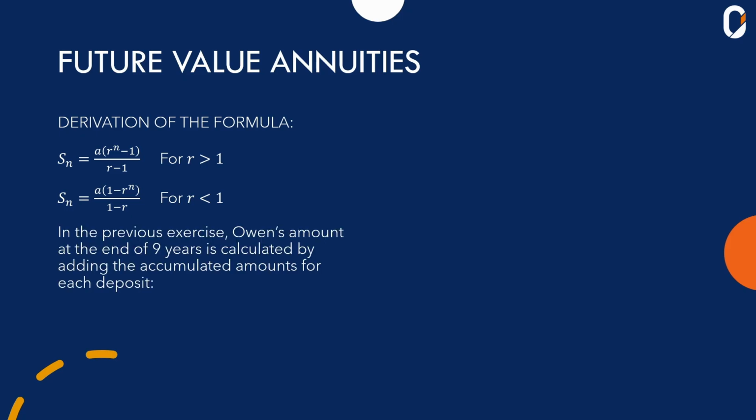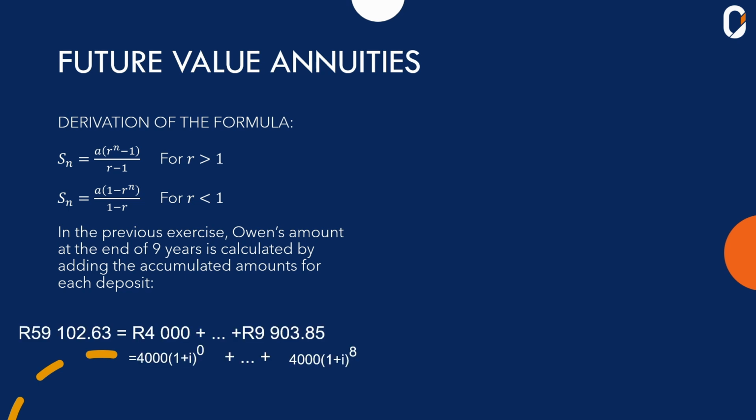In the previous exercise, Owen's amount at the end of 9 years was calculated by adding the accumulated amounts for each deposit, and hence 59,102.63 is equal to 4,000 plus all those amounts in between up to 9,983.05. Now, if we line up those calculations in a row, we'll see that it will be 4,000 times (1 plus i) to the power 0, up until year 8, where it's 4,000 times (1 plus i) to the power of 8. And we notice something: this is a geometric series with a constant ratio r equal to 1 plus i, or 1 plus 0.12 in this particular example.